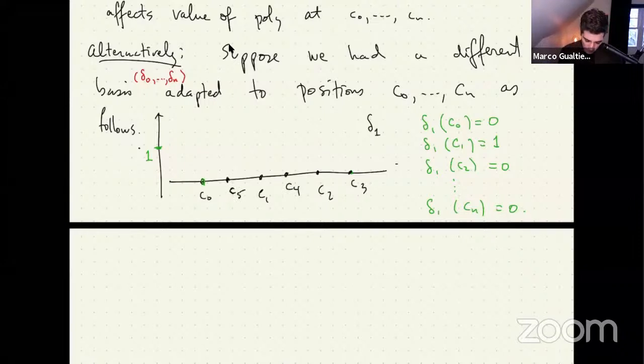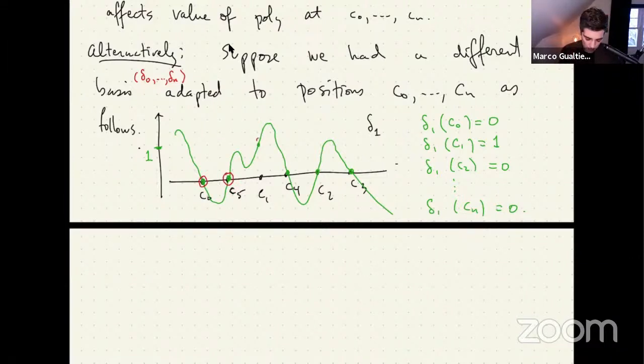Okay, so the values at these points, sorry, this should be value 1, 0, 0, 0. So the polynomial could look, I don't know what it looks like. Could look like this. But the important thing is that its values at the special points, the points of interest, are either 0 or 1. So this is a kind of complicated polynomial, but its values on the Ci are not complicated.